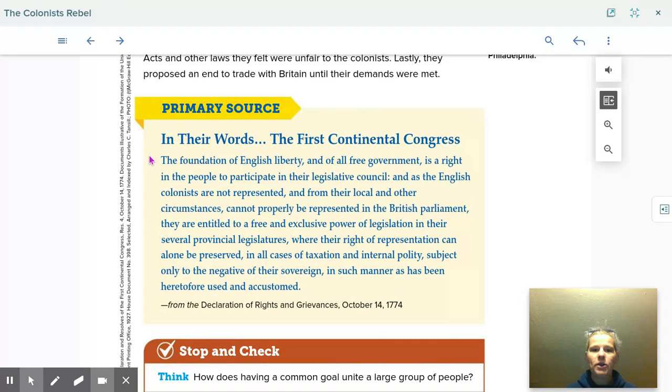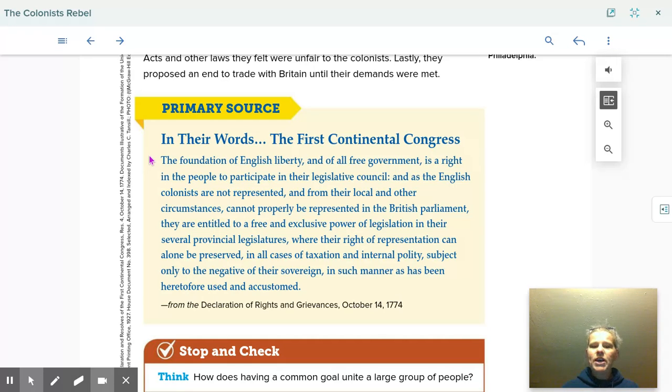represented in the British Parliament, they are entitled to a free and exclusive power of legislation in their several provincial legislatures, where their right of representation can be alone preserved. In all cases of taxation and internal polity, subject only to the negative of their sovereign, in such manner as has been heretofore used and accustomed. So this was from the Declaration of Rights and Grievances, written on October 14th of 1774.